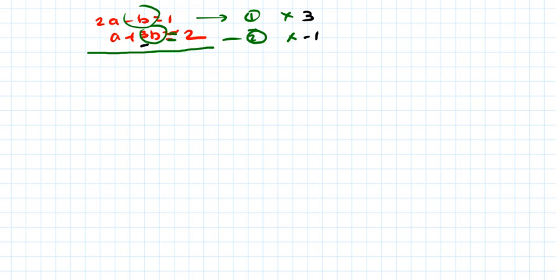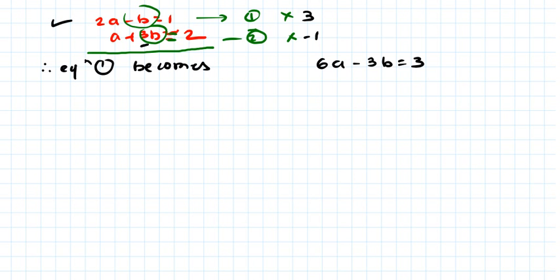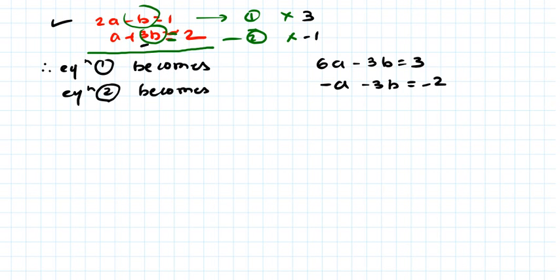So equation 1 becomes 3 into 2, 6a minus 3b equal to 3 into 1, 3, and equation 2 becomes minus 1 into a, minus a, and 3 into minus 1, minus 3b, equal to 2 into minus 1, minus 2. Now solve these two equations. If you change the signs, this minus will be plus, this minus will be plus, this minus will be plus. So this 3b will get cancelled.